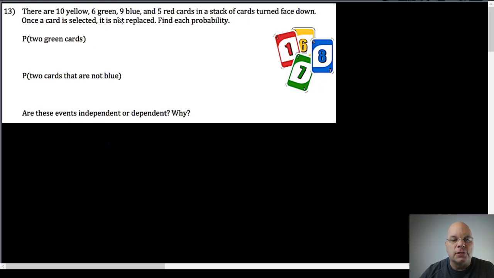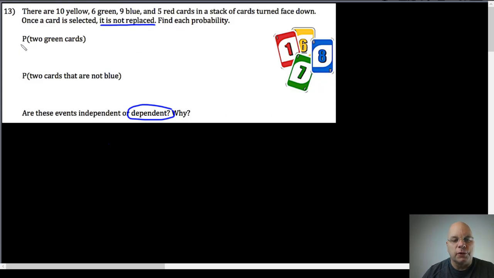yellow, 6 green, 9 blue, and 5 red cards in a stack of cards turned face down. Once a card is selected, it is not replaced. So what kind of events are these if you're not replacing the first card? If you're not replacing the first card, they must be dependent events, because that first card, whatever you selected, affects both the favorable outcomes and the possible outcomes for the next draw of the cards. And so we need to keep that in mind when we're calculating our probabilities here.